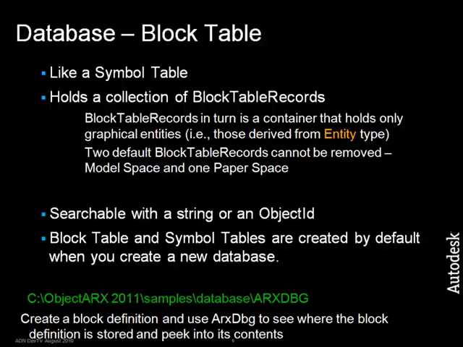The block table is similar to other symbol tables. However, it contains block table records. In AutoCAD, what you see as a block is a block table record in the API. The block table record contains the entities that you see in the AutoCAD editor. The model space block table record, and at least one paper space block table record, will always exist in every drawing. You can search for a block table record using a string with the name of the block or an object ID. The block table and symbol tables are automatically created when you create a new drawing.